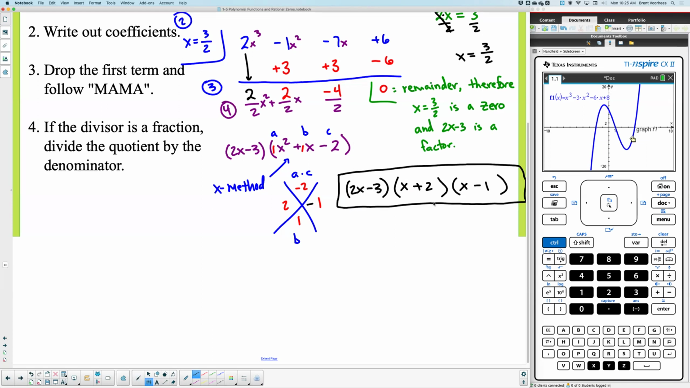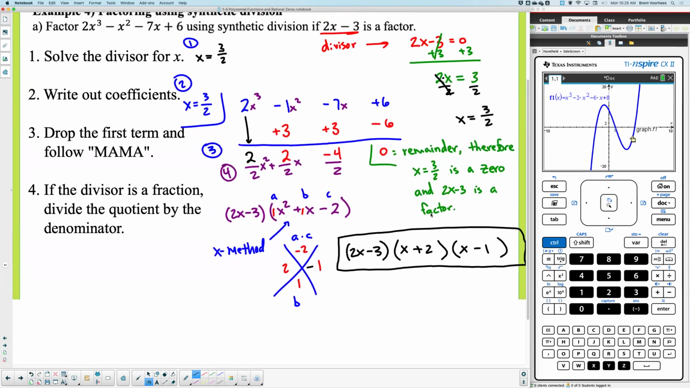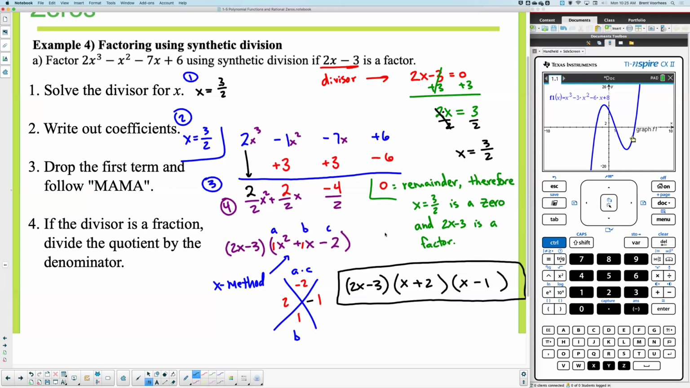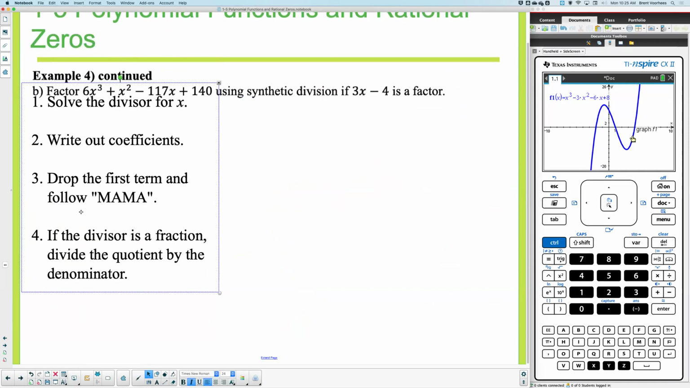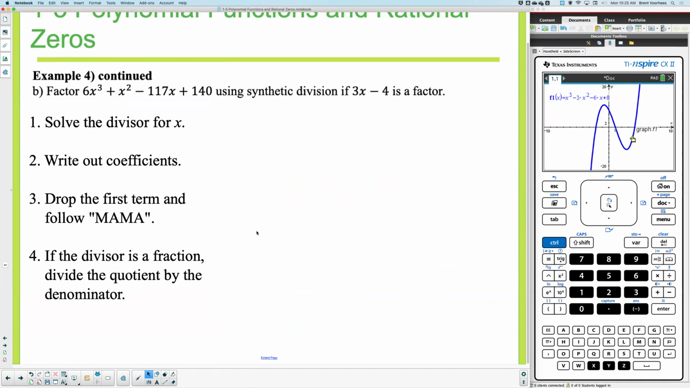This would work. That would turn out to be true. So that's how you can factor doing synthetic. I'm going to do this again, just because I know there's a lot to it. I'm going to copy this so we can see these as we go through again. Okay, so let's try it one more time here. I'm going to go ahead and paste the steps in.